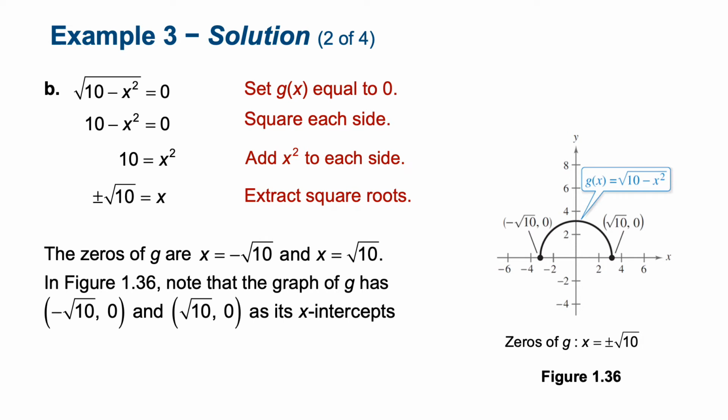Now you solve for x, so I'm going to add x squared to both sides, and then take the square root, and I get plus or minus square root of 10 for x. So the zeros are negative square root of 10 and positive square root of 10. These are the x-intercepts, or the zeros.